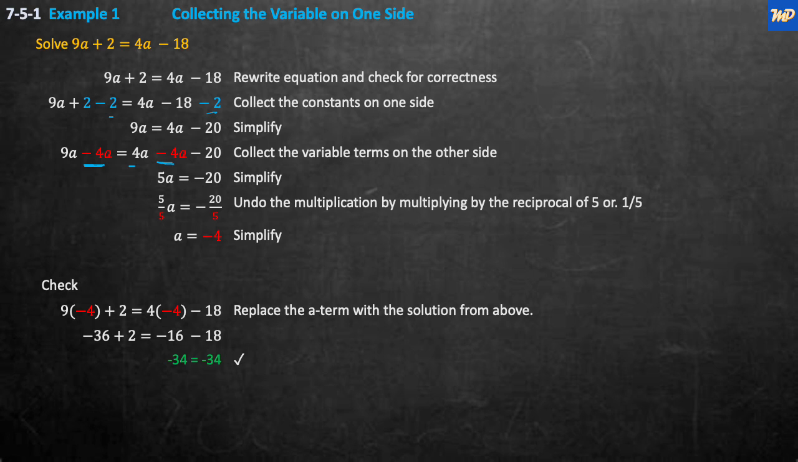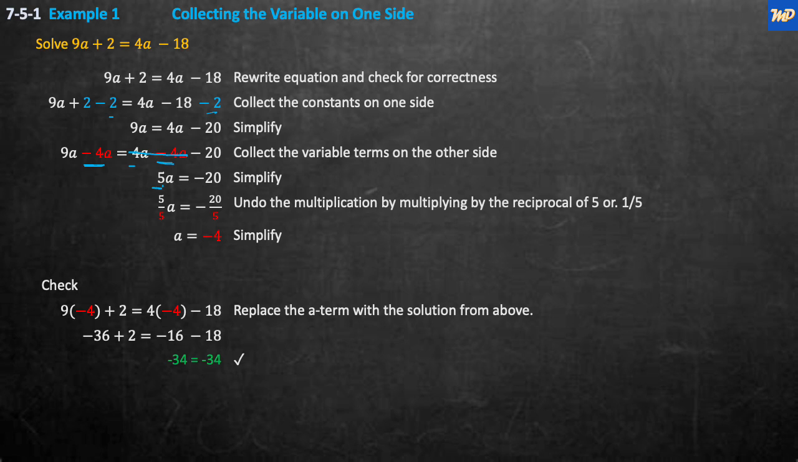So when we work this out, we're going to get 5a. So 9a minus 4a is 5a, right here, 5a. And we're going to be left with the minus 20, because the 4a's right here canceled each other out. So now we have 5a equals minus 20.